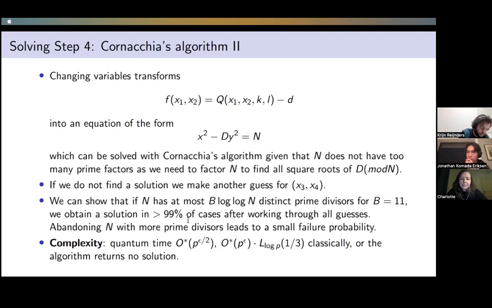And yes, otherwise the algorithm returns no solution if there is none, or if we have unfortunately run into this very unlikely situation of having too many prime divisors of n for the specific guesses that would have given us the correct solution.